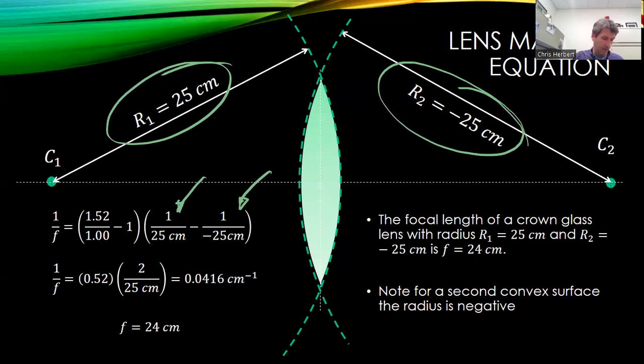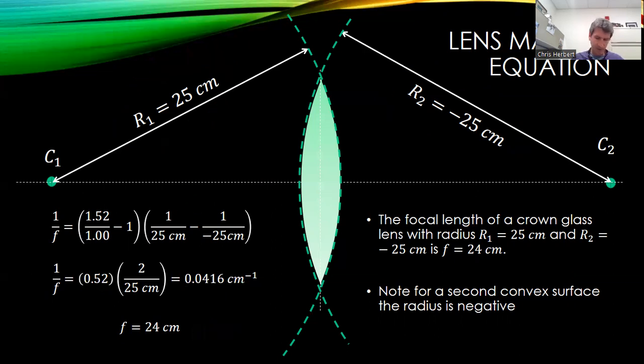And we multiply that by the ratio of the index of refraction N2 over N1 minus 1. That gives us the optical power of the lens in inverse centimeters. And then finally, we take the inverse of that, and we get 24 centimeters for this crown glass. Again, crown glass has an index of refraction of 1.52, and we take the air to have an index of refraction of 1.